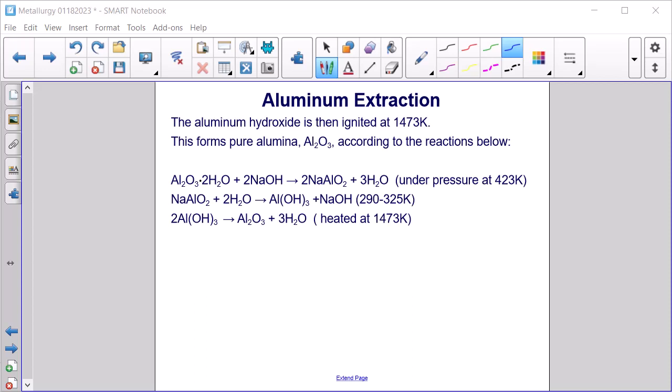So the first step is under pressure at 423 Kelvin. Then we get this aluminum hydroxide at temperature between 290 to 325 Kelvin, which we filter off, and then heated and ignited at 1473 Kelvin results in the production of pure alumina, Al2O3.